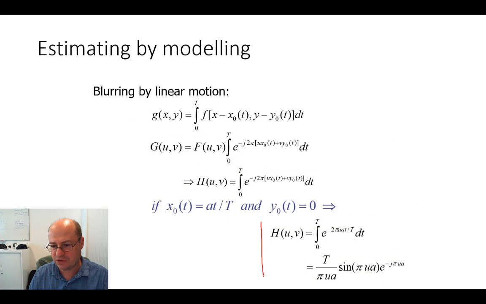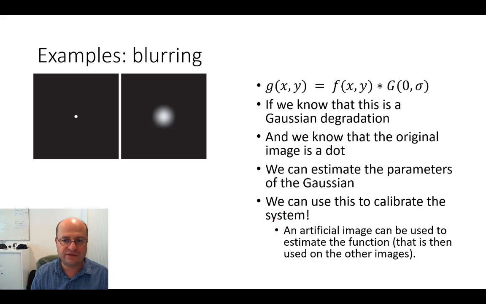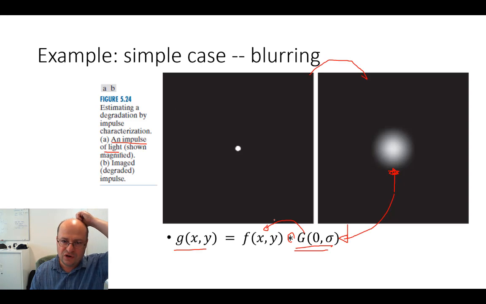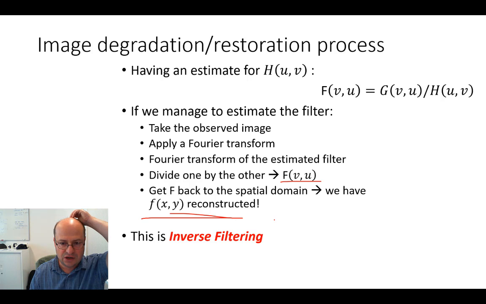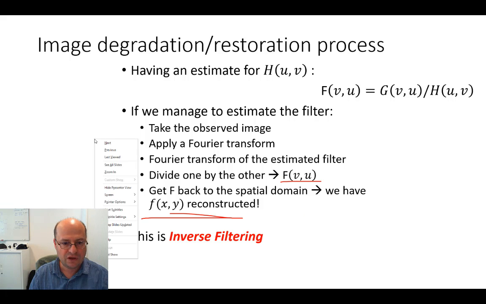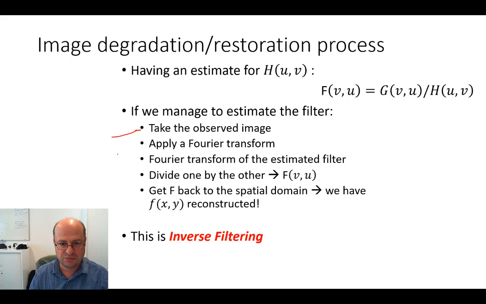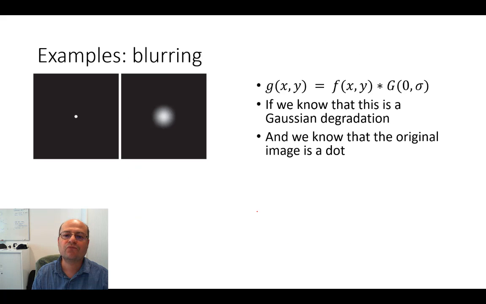I found a mathematical model of the degradation function, and then with this mathematical model, I apply the same process that we discussed before for inverse filtering, right? Inverse filtering. Take the observed image, apply a Fourier transform, apply Fourier transform of the estimated filter. What is the estimated filter? That's my mathematical modeling on the previous slide. Divide one by the other, get back at the image domain, and you have your image reconstructed. Clear enough?